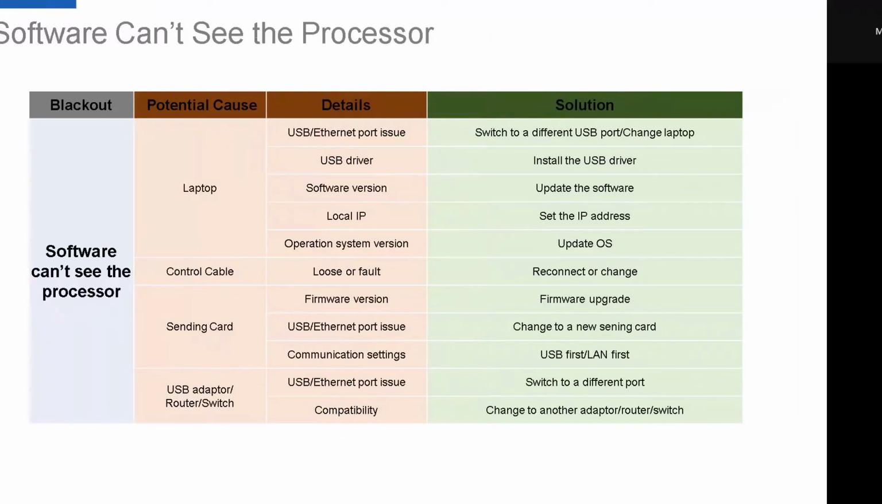You can try to change to a new sending card, see what happens. And the last one of the sending card part is communication setting. Because most of our controller provide two different ways to do the control, USB or Ethernet. So when you use the USB port, you need to select USB first. And if you use the Ethernet port to do the control, you need to choose LAN first.